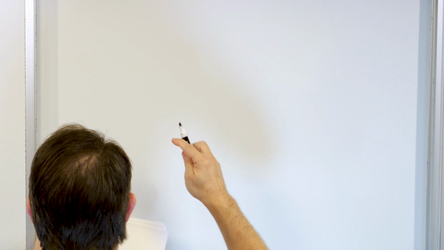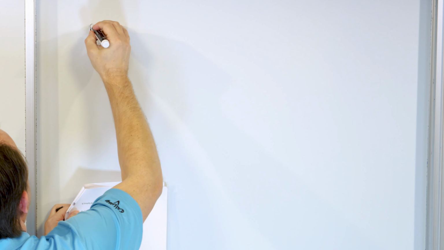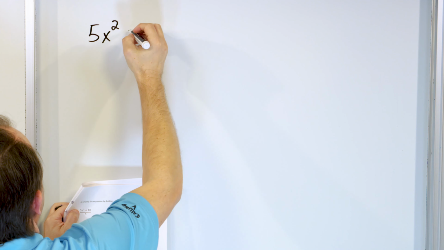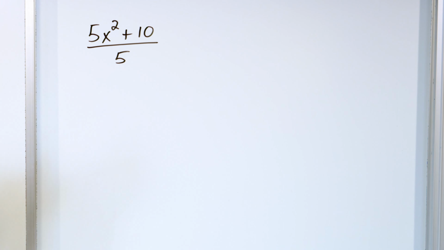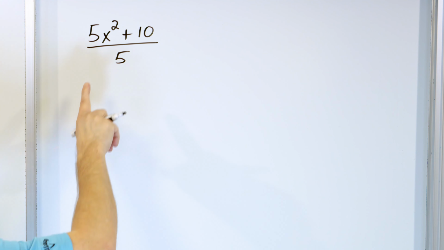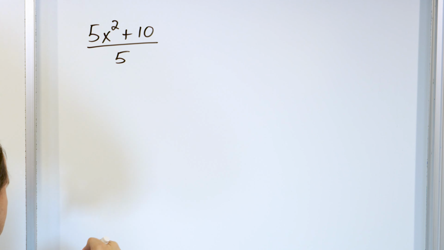All right, we're past the halfway point. Let's change gears a little bit. And let's say we have something like 5x squared plus 10, and we'll divide that by 5. Now, it looks a little bit more difficult, but it's not. This x squared does not change anything or make it more difficult.